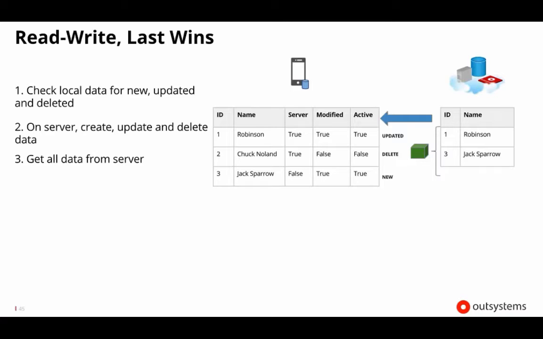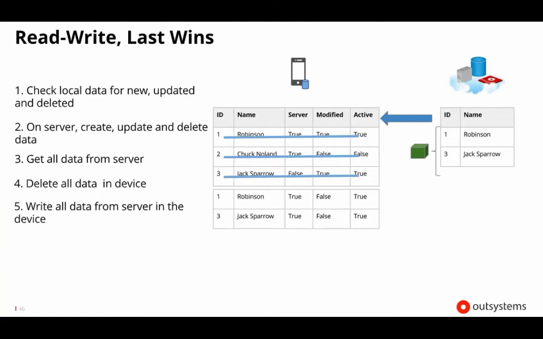In this case, we're going to delete all the data in the device after receiving the data from the server. After that, we're going to write all the data from the server. Please notice here that the IDs will remain the same as the ones we have in the server. This will allow us to make a direct mapping between our entities on the device and the entities that we have registered on the server.